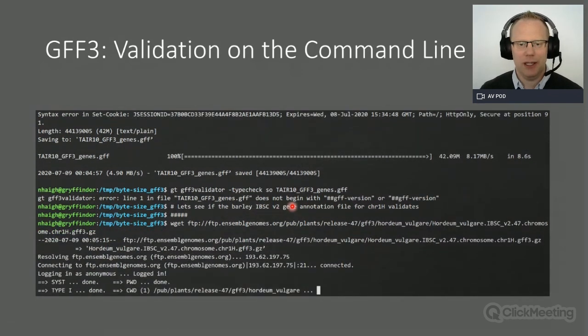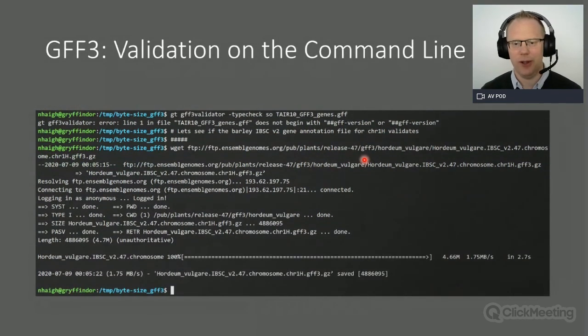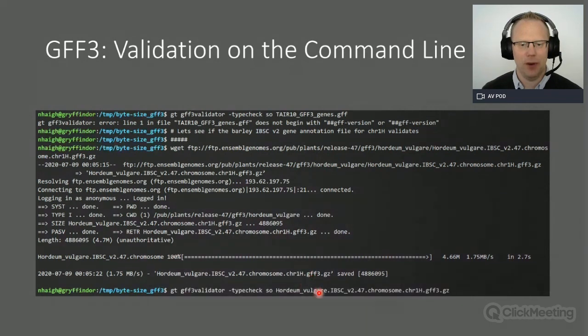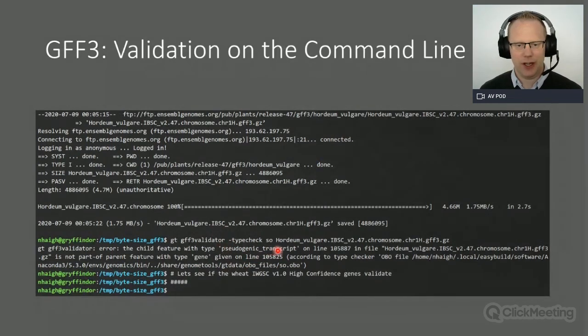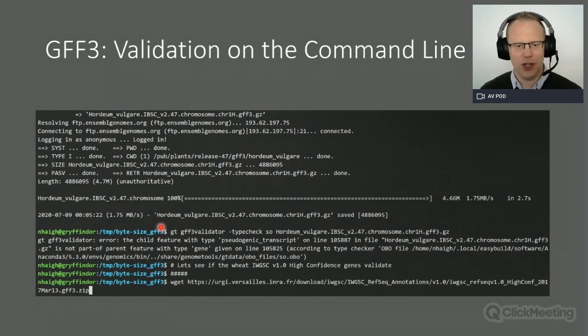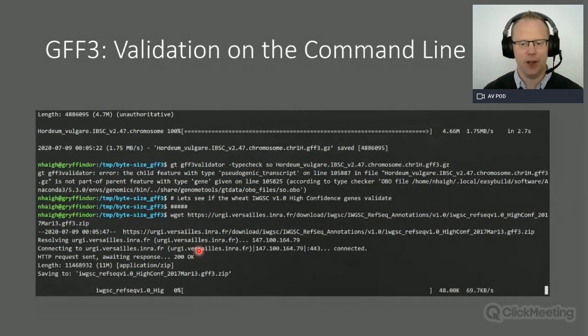Now we're going to have a look at this Barley version 2 gene annotation file for chromosome 1H, just to see whether that validates. So these are all files directly from those consortia. And again, we'll also include a type check on that third column. And here we've got an error in the validation that this feature with type pseudogenic transcript has a parent-child relationship with another feature called gene, and that's not something that can be inferred by the sequence ontology. It's an incorrect relationship there, so that fails validation.